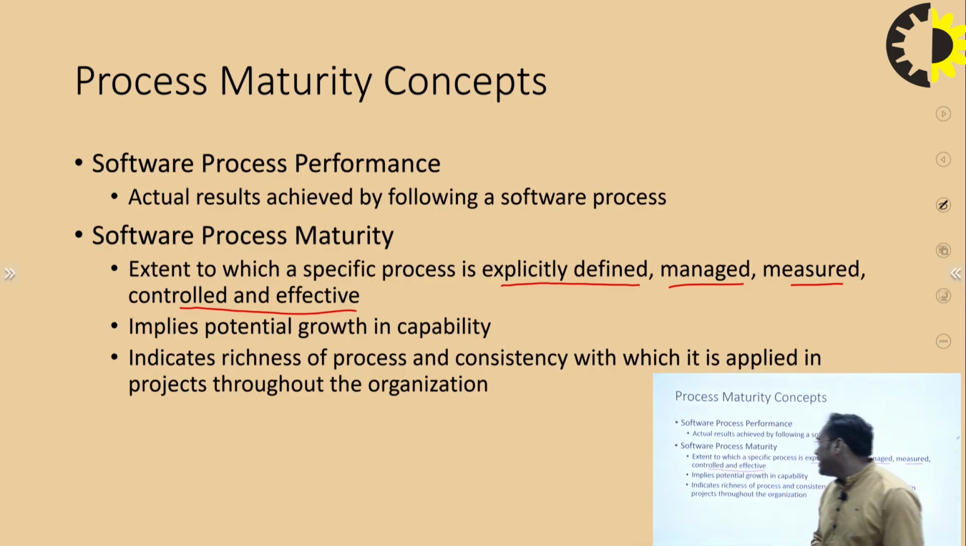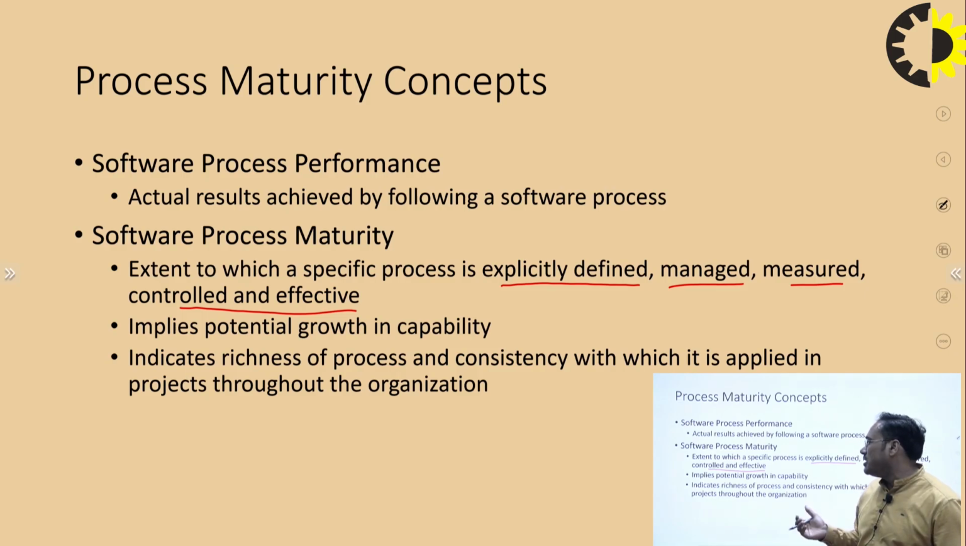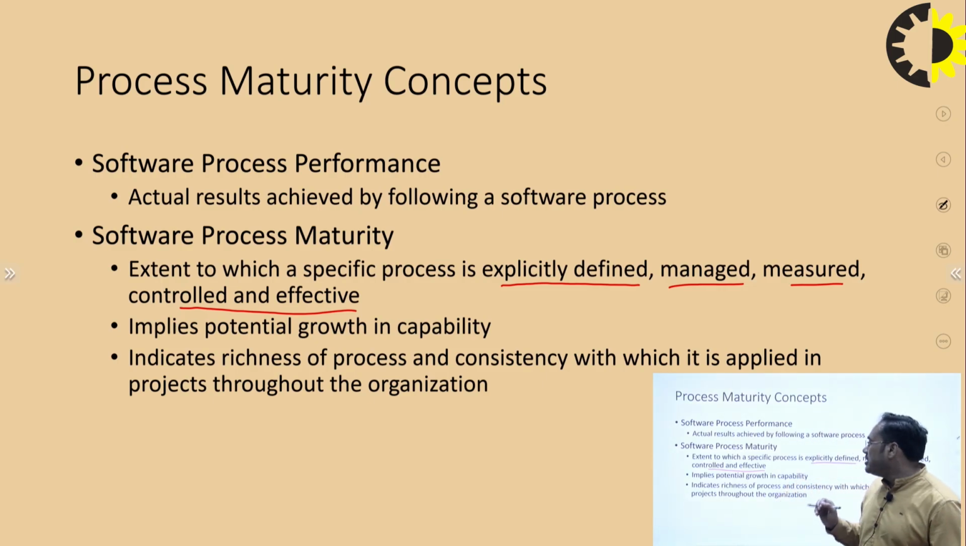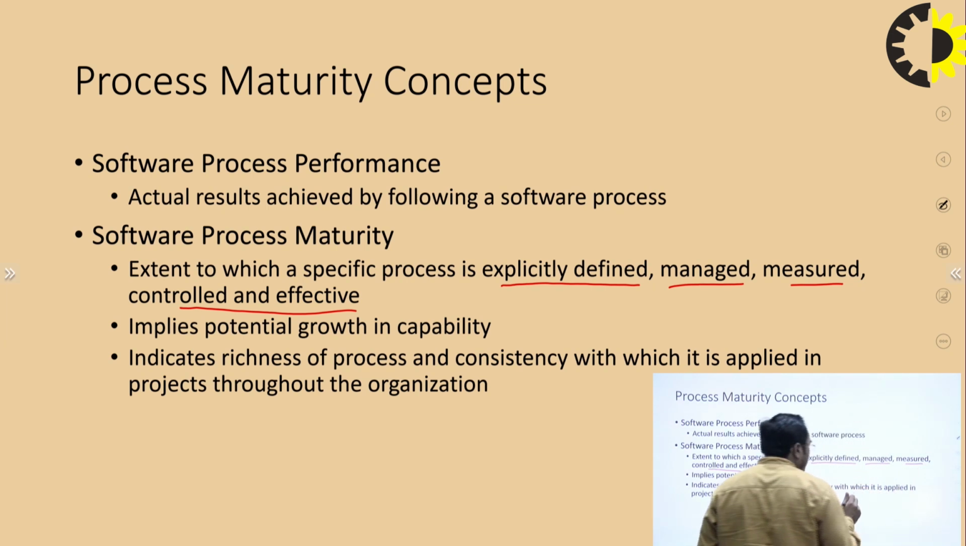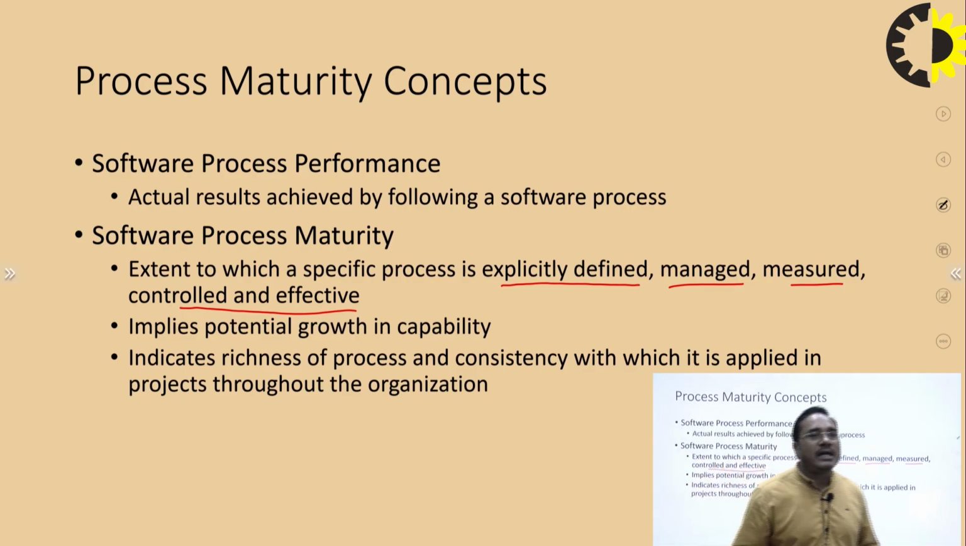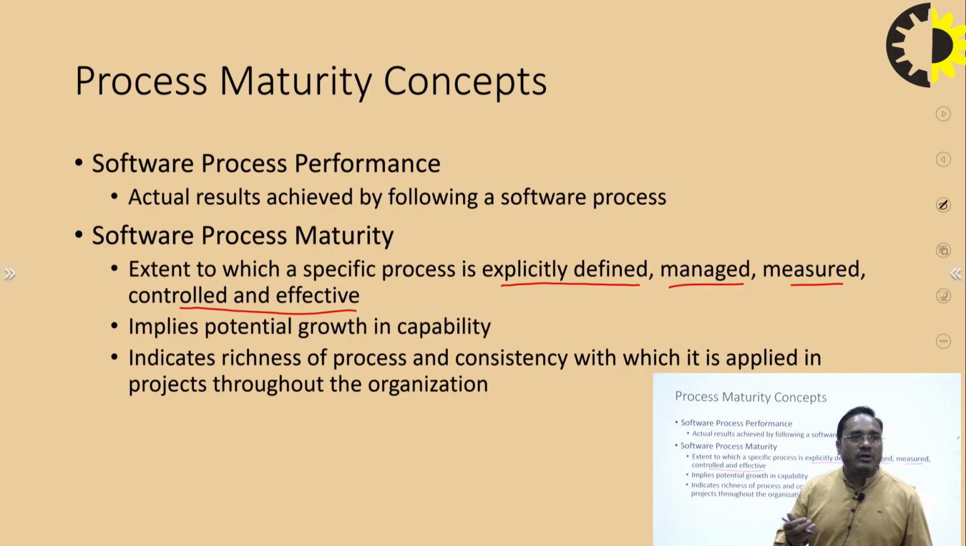Now the second point implies potential growth in capability. Potential growth means that from time to time your software grows as per the requirement. The third point indicates the richness of the process and the consistency with which it is applied in projects throughout the organization. So your software is rich. It means your software is up to date and properly working on the basis of the result you are expecting. It will not fail whenever you calculate the results.